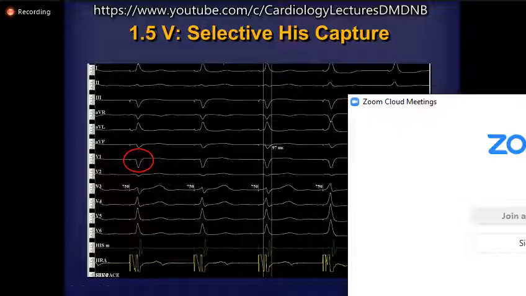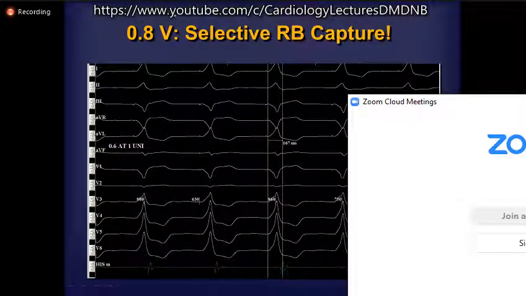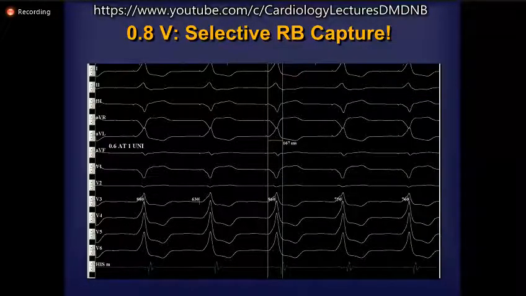And then very interestingly, in this case, what we found was that when we continued to drop the output and come towards the threshold, at about 0.8 volts, we showed a very broad left bundle branch like pattern. And what's happening here? This is selective right bundle capture. So this is capturing only those fibers which are pre-committed to the right bundle.